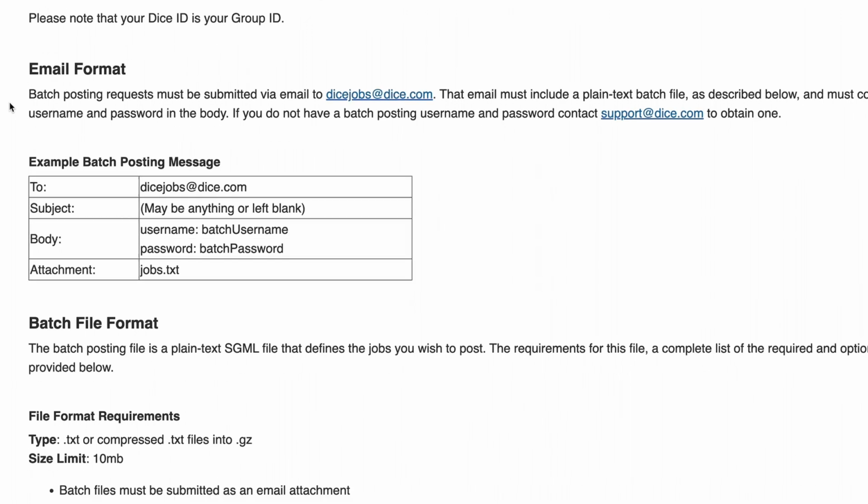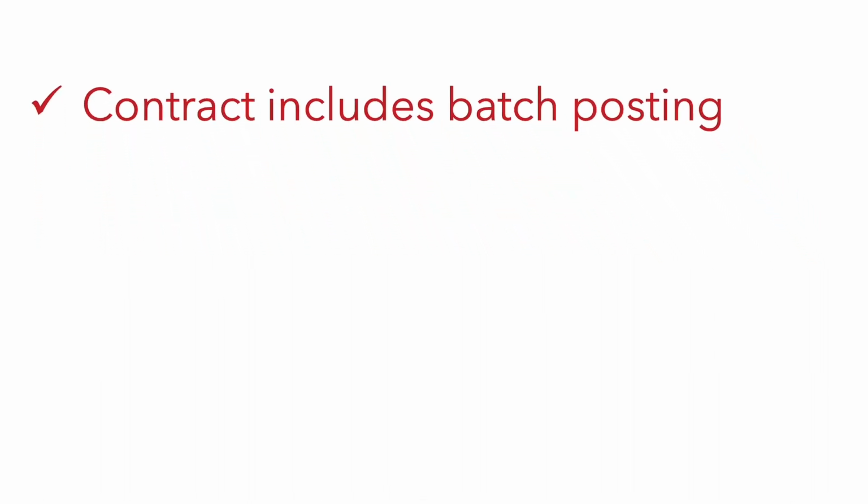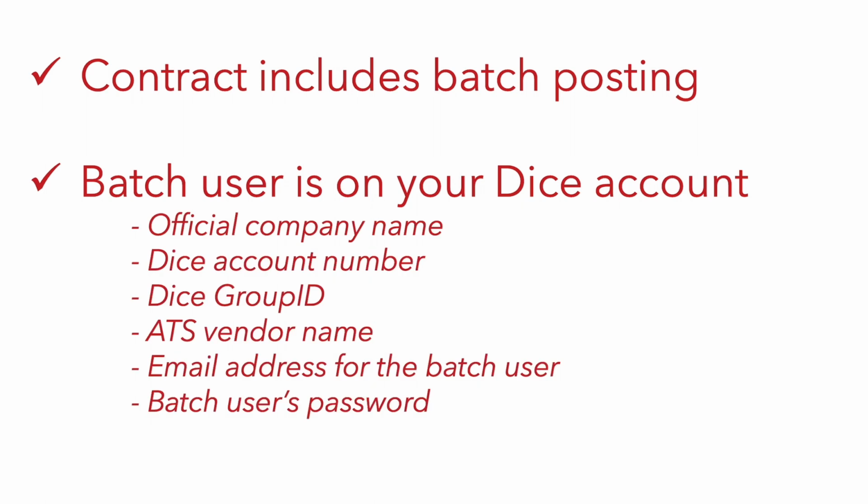Some key details about batch posting are: when working with Dice, ensure you have purchased the appropriate contract to get batch posting. Ask your client success partner or account manager if your contract allows for batch posting. When you have purchased batch capabilities, then you will work with your Dice client success partner to set up a batch user. To set up this batch user, your client success partner will help guide you through, but key details to keep on hand while working through this will be: official company name, Dice account number, Dice group ID, ATS vendor name, email address for the batch user's password.